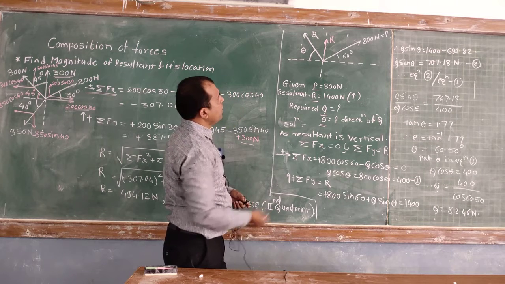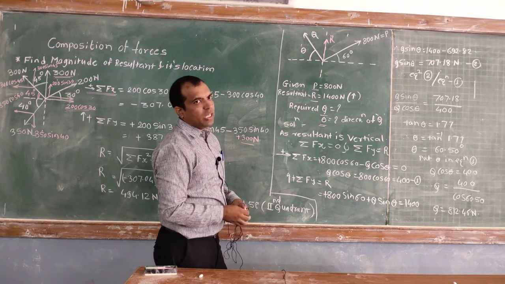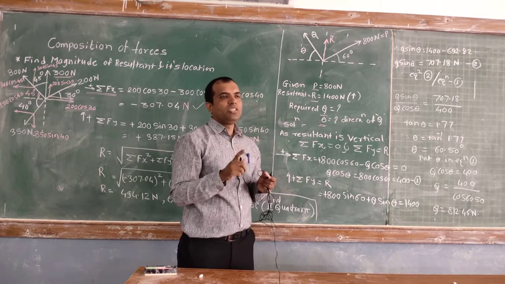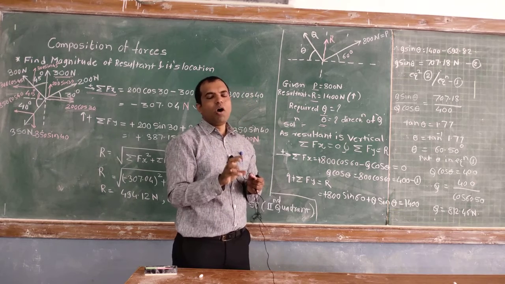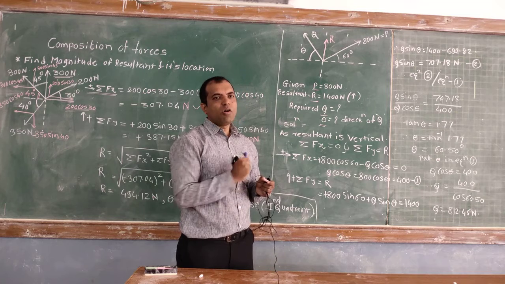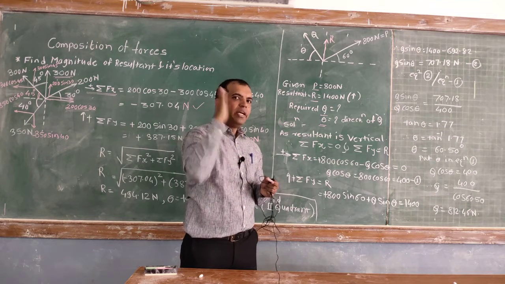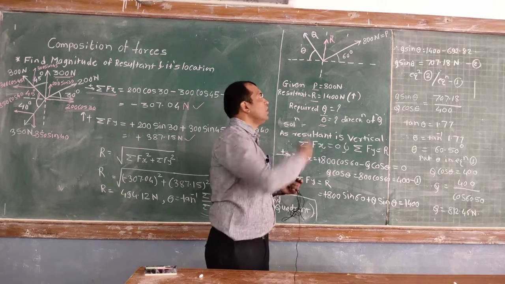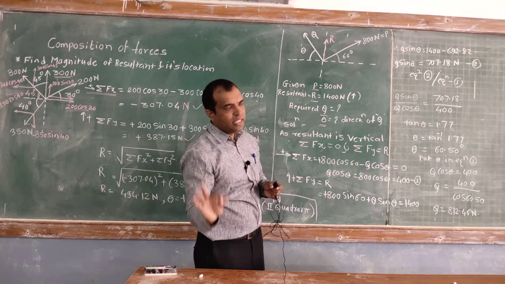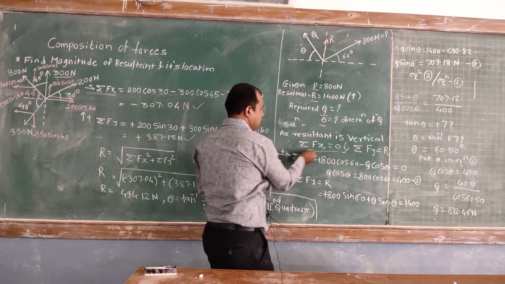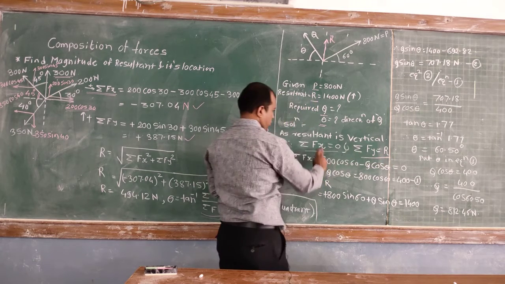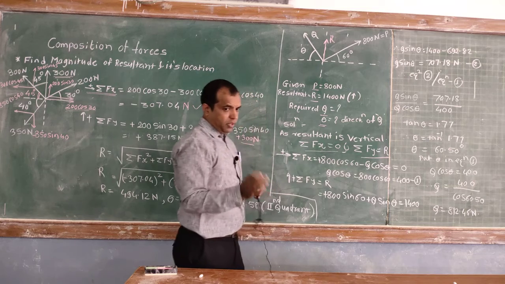Now here the resultant is given as vertical, so the summation of all the forces in the x direction is always 0. When it is mentioned that the resultant is vertical, the summation of all forces in the x direction is 0, and vice versa, if it is mentioned that the resultant is horizontal, then the summation of all forces in the y direction becomes 0. Here the resultant is vertical, therefore the summation of Fx is 0, and the summation of Fy becomes R. You have to remember these two concepts.